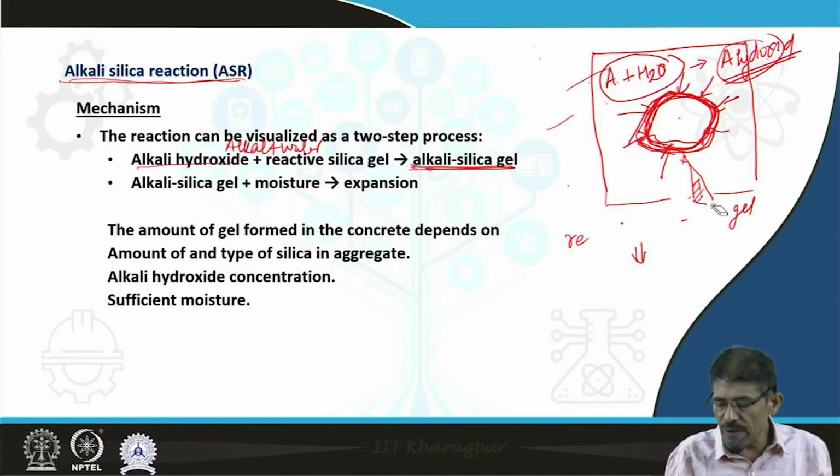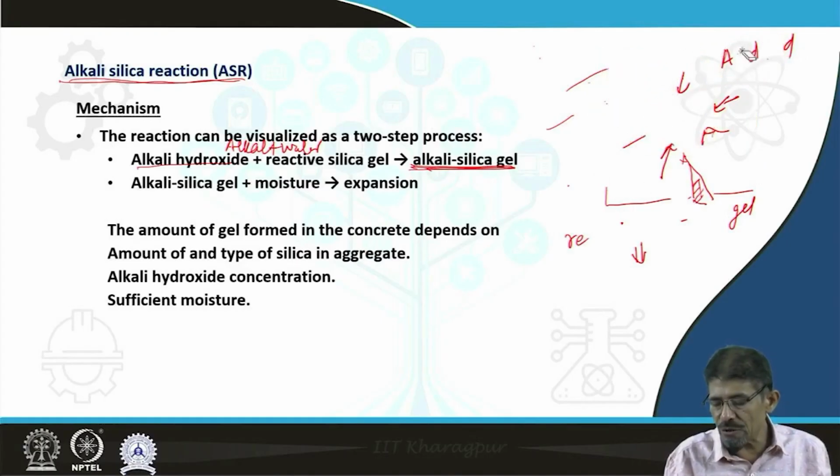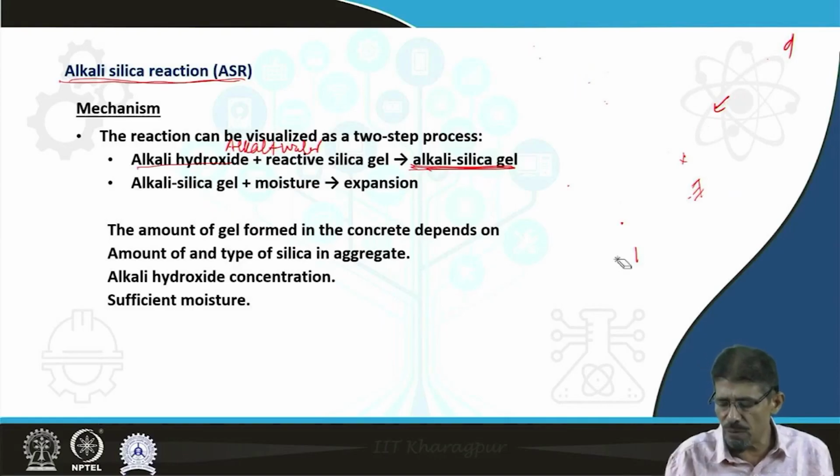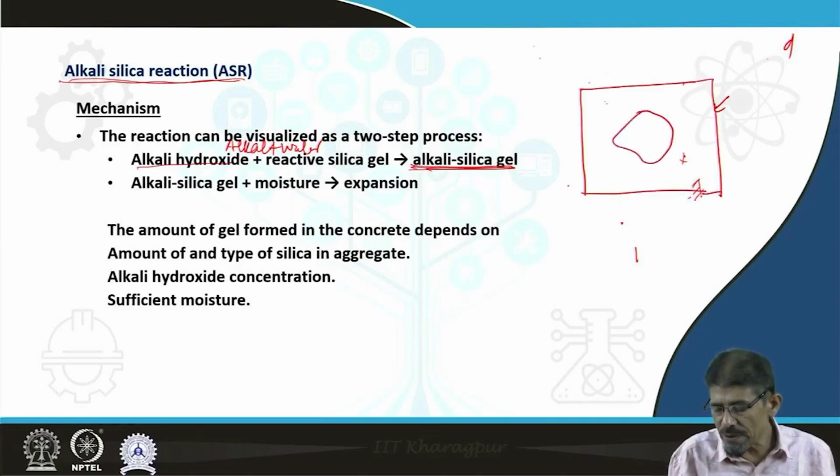Due to expansion, what happens here, I try to show with this very simple example. This is aggregate. Suppose there is a formation of alkali silica gel at the periphery area, as well as if a crack is present inside, then inside this crack also.